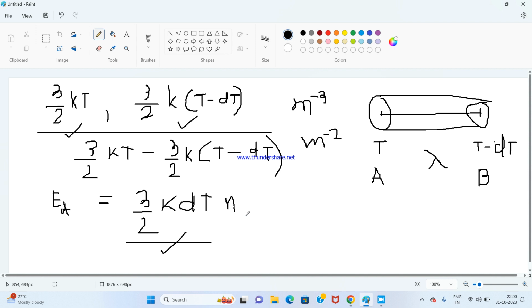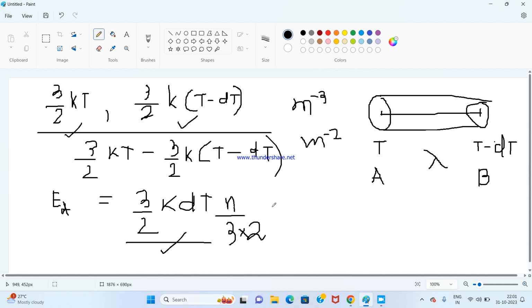Now here one thing: the electron can move in any direction, the x direction, y direction and z direction. So if n is the total number of electrons, for each axis n by 3 electrons may travel. Now this n by 3 can go towards the positive x-axis or negative x-axis, so again it will be divided by 2. So for a particular axis, it will be n by 6.